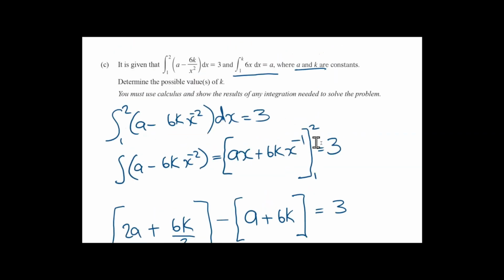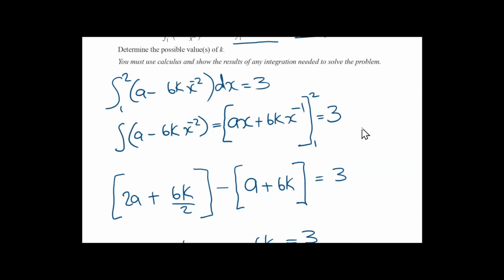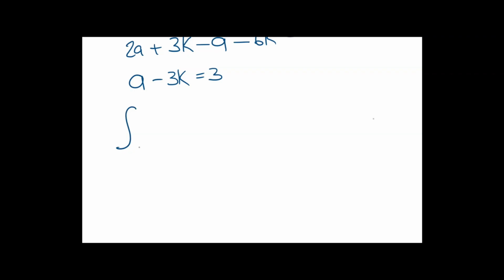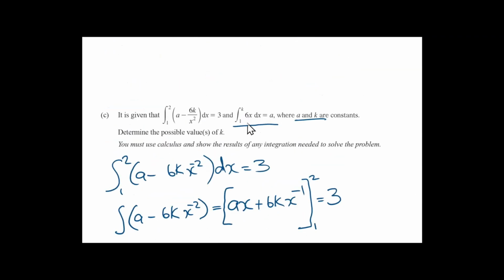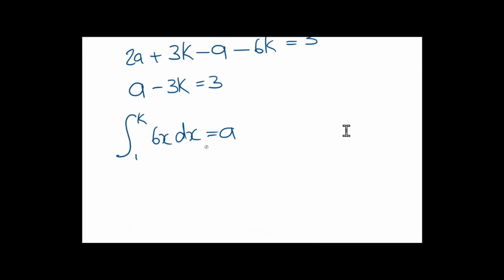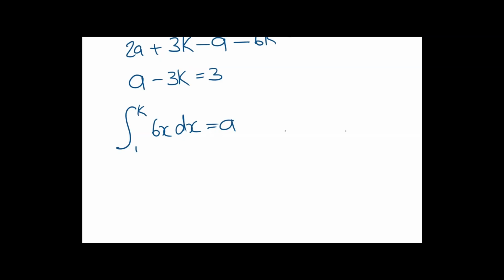But let's go right back to the beginning. We have the integral from 1 to k of 6x dx equals 0. So let's work it out.